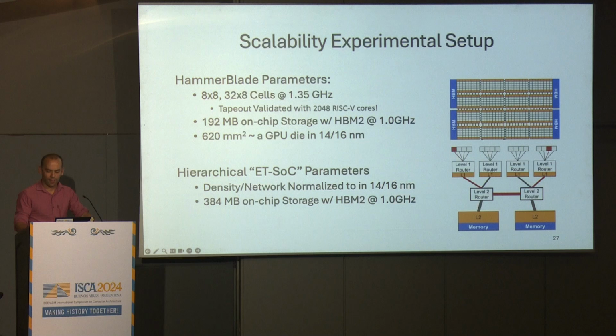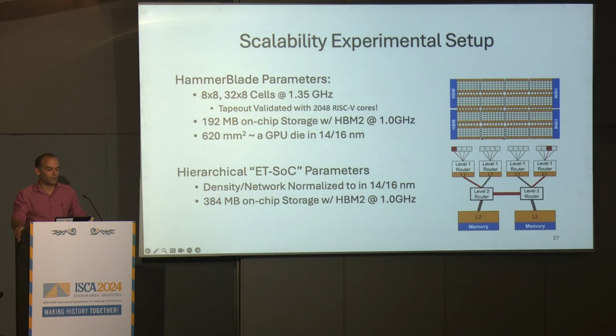Now, finally, how do we demonstrate scalability? Well, we have two experiments. In the first experiment, we take HammerBlade and we create an 8x8 architecture with 32 by 8 cells, so 32 cores wide and 8 cores high. We estimate, based on our tape-out validated RTL with 2048 RISC-V cores, that this architecture would run at 1.35 gigahertz. This architecture provides 192 megabytes of on-chip storage with HBM2 running at 1.0 gigahertz.